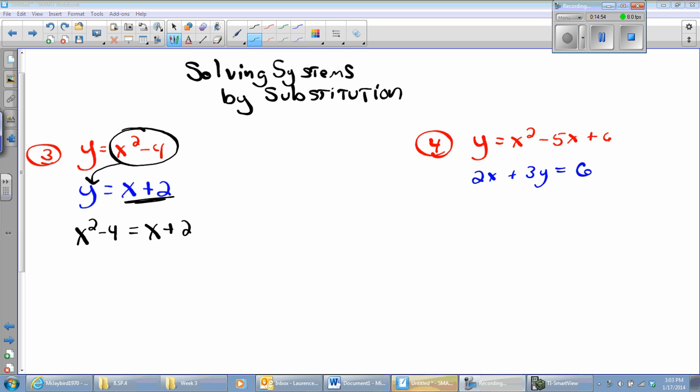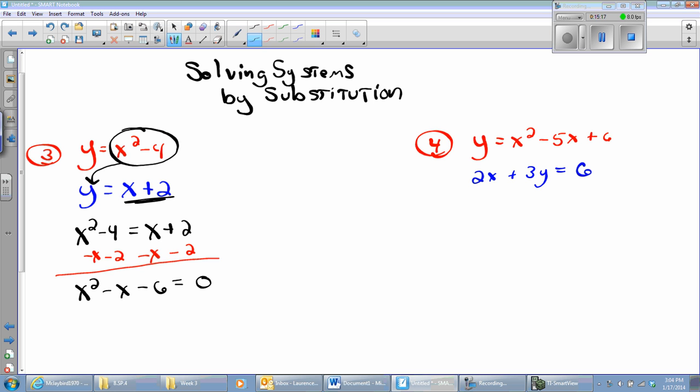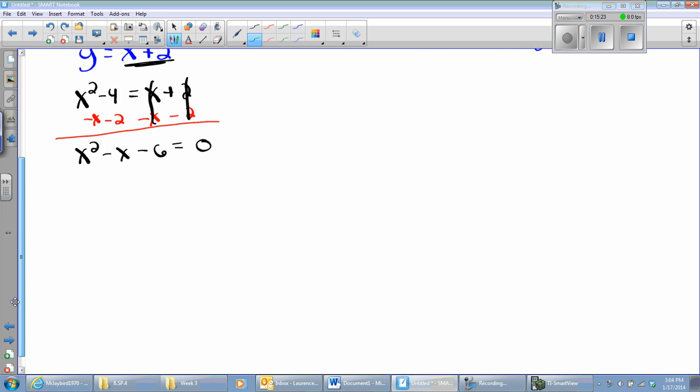Well, now I have a quadratic equation. And remember, to solve a quadratic, I don't want to get x alone. I want to get it equal to 0. So I'm going to subtract x from both sides, and I'm also going to subtract 2 from both sides. And when I do that, I'm going to get x squared minus x minus 6, and that'll equal 0 because these will cancel. All right. Now, I have to look to factor. The only way you know how to solve a quadratic at this time is to factor. So that's what I'm going to do. I'm going to factor, and I'm going to think of the factors of 6.